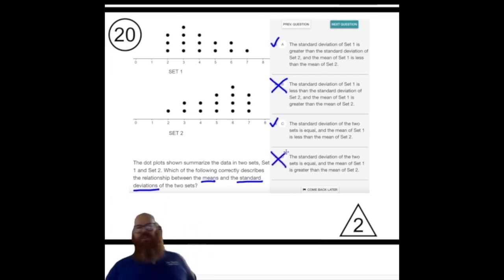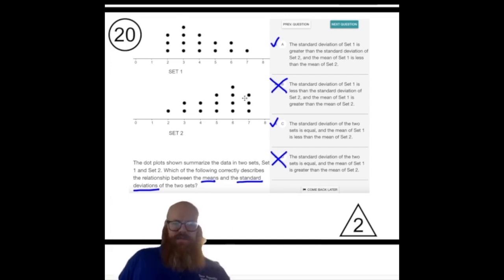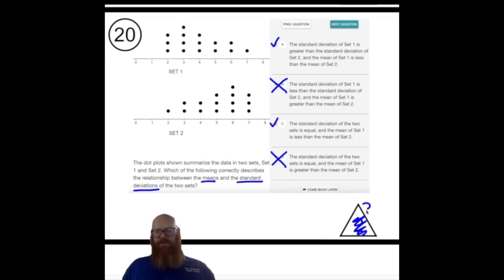So now we're down to just comparing their standard deviation. So here is the idea. Actually, I believe I have this wrong. This is supposed to be a level 3 problem.